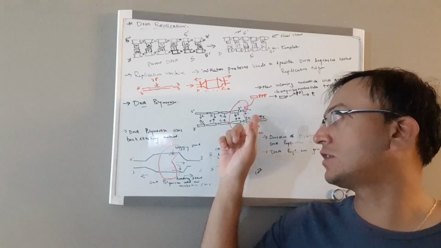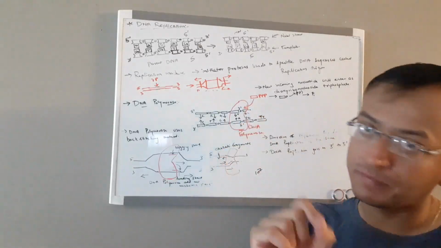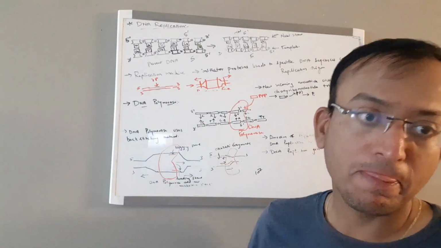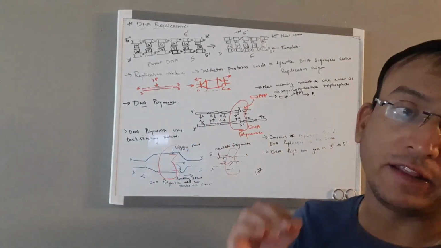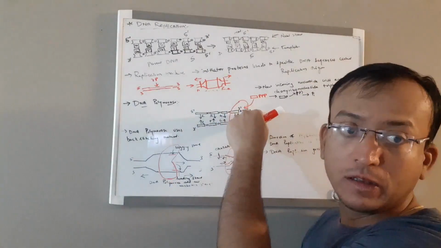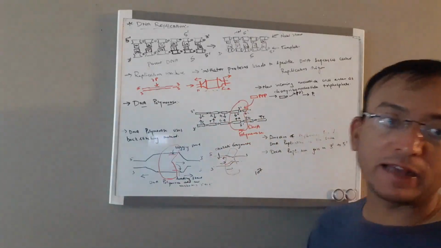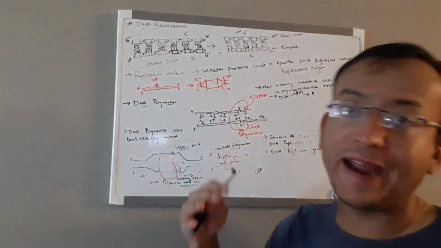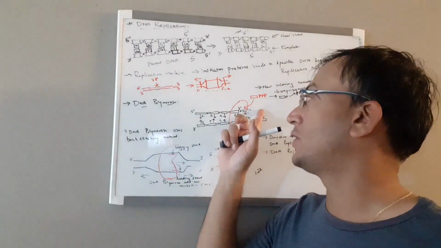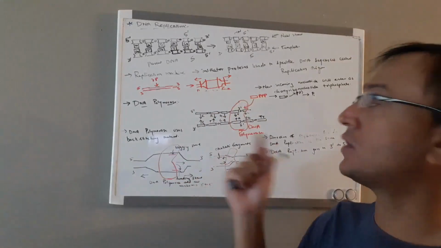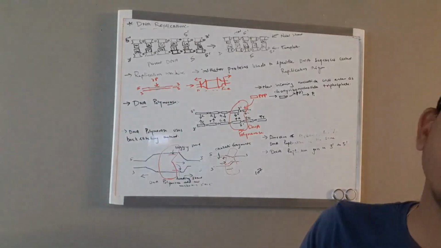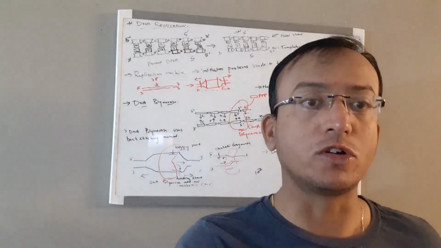Like here, this is T, so there should be an A, and that is monitored against the template strand. Only when the correct match is available does the DNA polymerase catalyze the nucleotide addition reaction. If it's A and T, it makes sure, and only then does it catalyze the reaction. If it's T and here it's G, it won't catalyze the reaction. It makes sure of that.